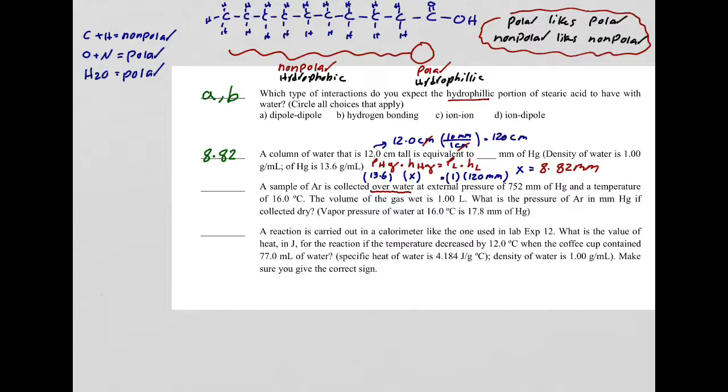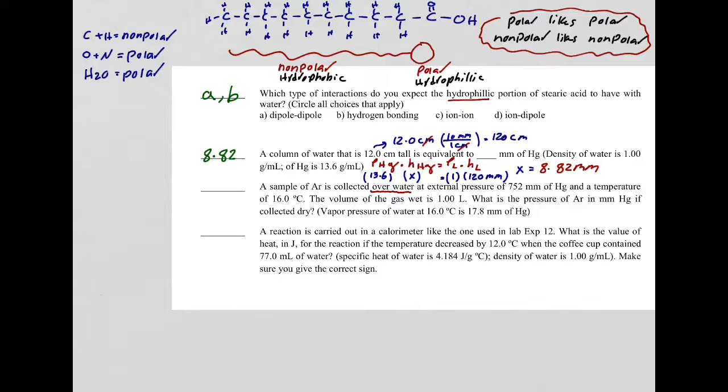So you have a sample of argon collected over water at the external pressure and the temperature given. The volume is this. What is the pressure of argon in millimeters of mercury if collected dry? I love this question because it sounds really fancy and you probably think you have to do a lot of work for it, but you really don't. This is not a PV and RT question. It doesn't ask you anything fancy.